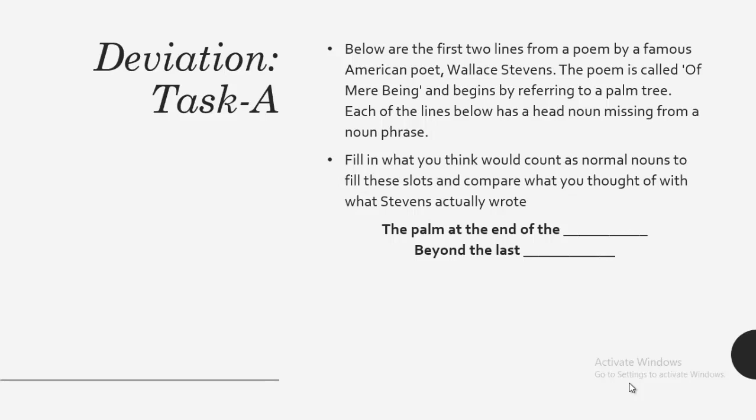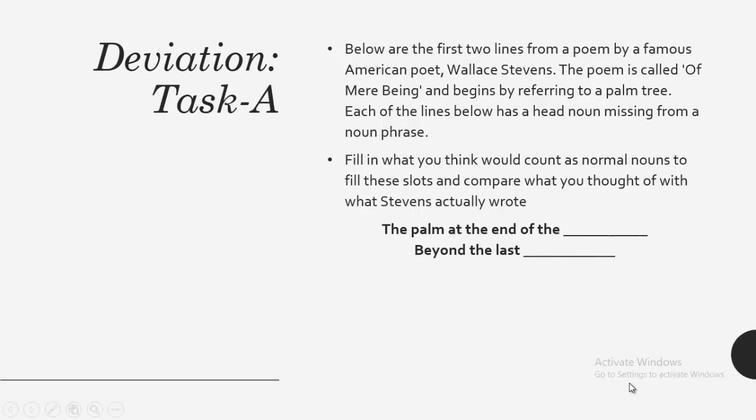You can fill these two blanks with, in the first blank you might put city. The palm is a tree: the palm at the end of the city, or the palm at the end of the block, or the palm at the end of the road, the palm at the end of the field, at the end of the jungle, etc. You can put the name of any common or specific place here.